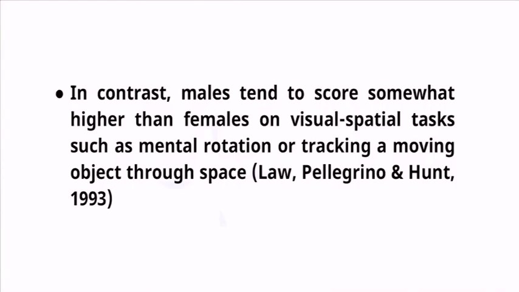In contrast, males tend to score somewhat higher than females on visual spatial tasks such as mental rotation or tracking a moving object through space. Law, Pellegrino and Hunt, 1993. These authors found that males do better on visual spatial tasks, where you have to work with direction, place, and space. Some researchers say females do better in verbal tasks, some say males do better on spatial tasks. Again, I say the results are not conclusive.